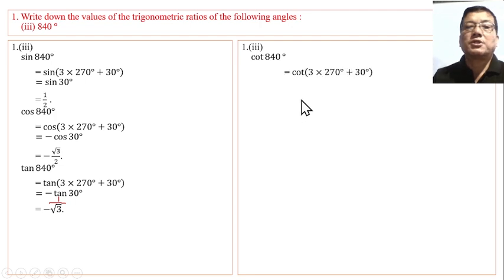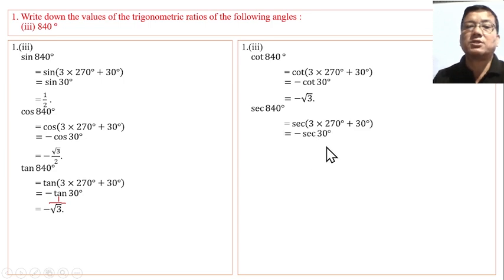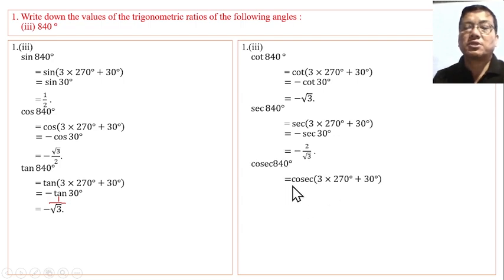Cot of 150 degrees. Cot in the second quadrant is negative, so minus cot 30 degree, which is minus root 3. Sec of 150, sec in the second quadrant is negative, so minus sec of 30. Sec 30 is the reciprocal of cos 30, so minus 2 by root 3. Cosec in the second quadrant is positive like sin, so cosec 30 is the reciprocal of sin 30, which is 2.